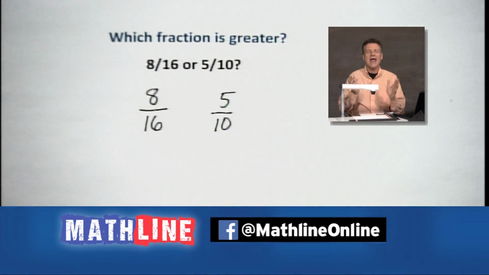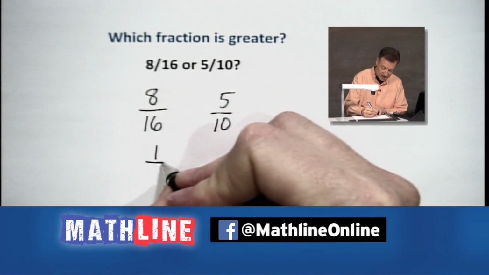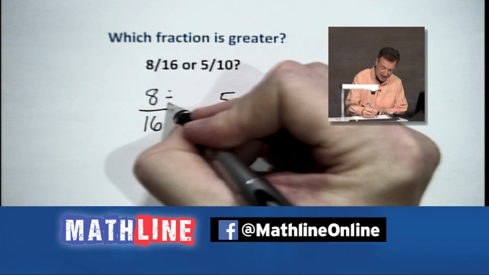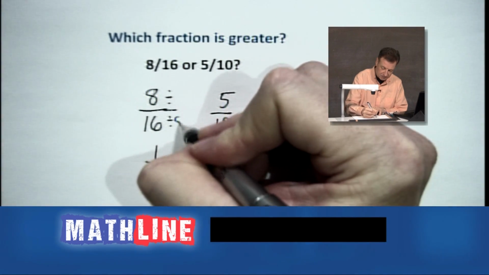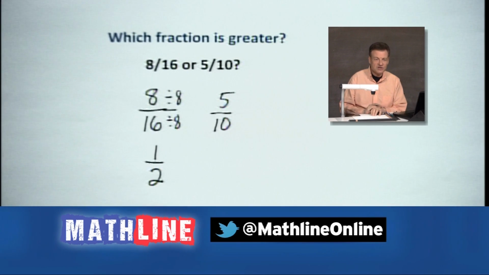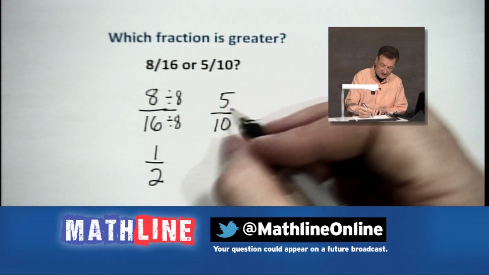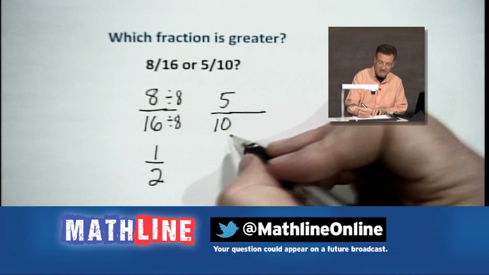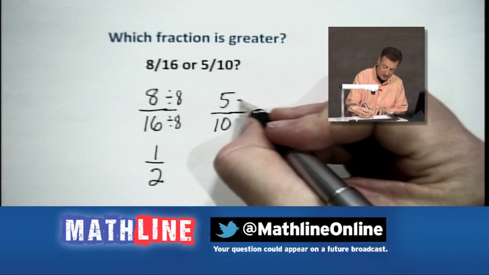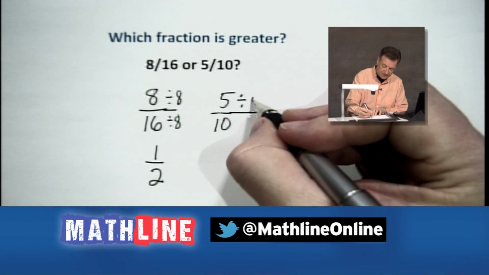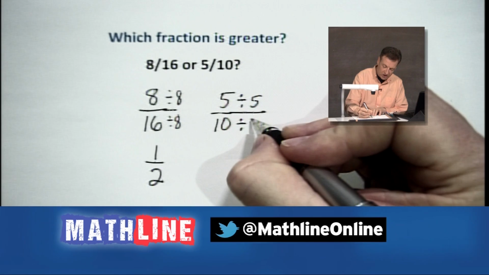8/16, well, that's 1/2. That's 1/2, isn't it? Divide both sides by 8. That gives me 1/2. What about this little guy over here? I see 5 and 10. I know 5 will go into both of those. How about it? So let's divide 5 into both numerator and denominator.